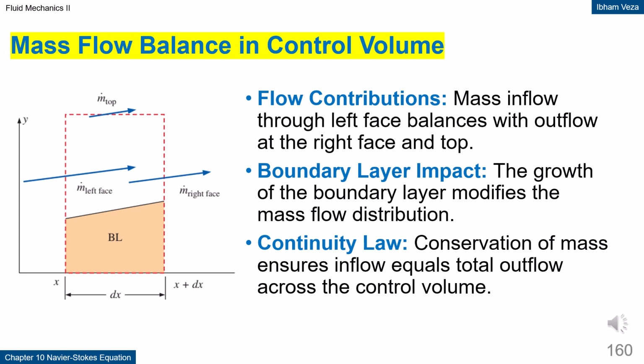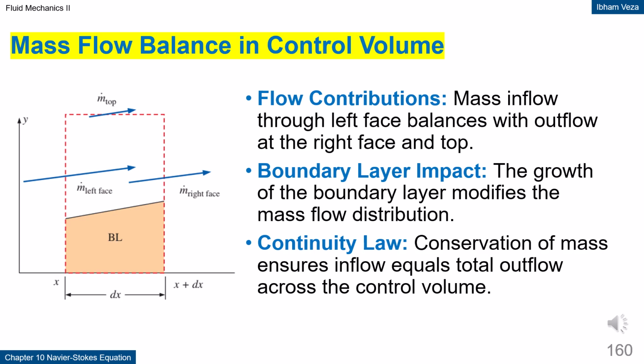Mass flow balance in control volume. The mass balance states that the mass flow rate entering the control volume must equal the mass flow rate leaving it. The growth of the boundary layer changes the mass flow distribution between the near wall region and the free stream. The outflow occurs not only through the right face, but also through the top of the control volume. This principle comes directly from the conservation of mass.